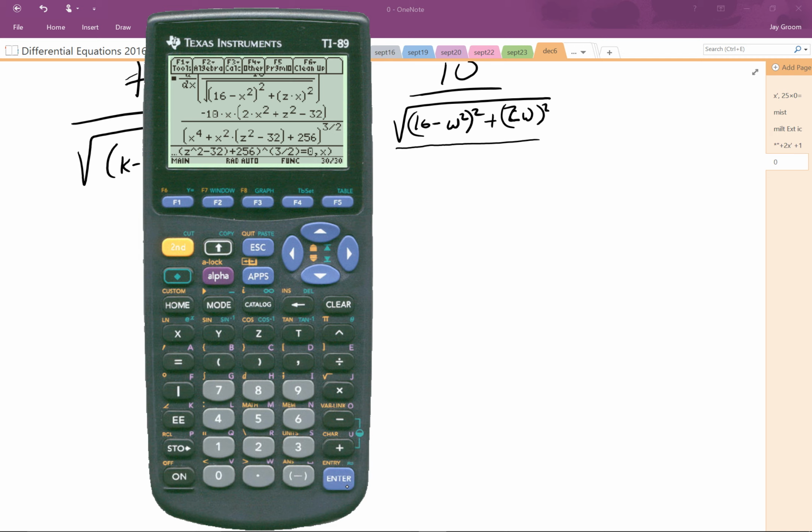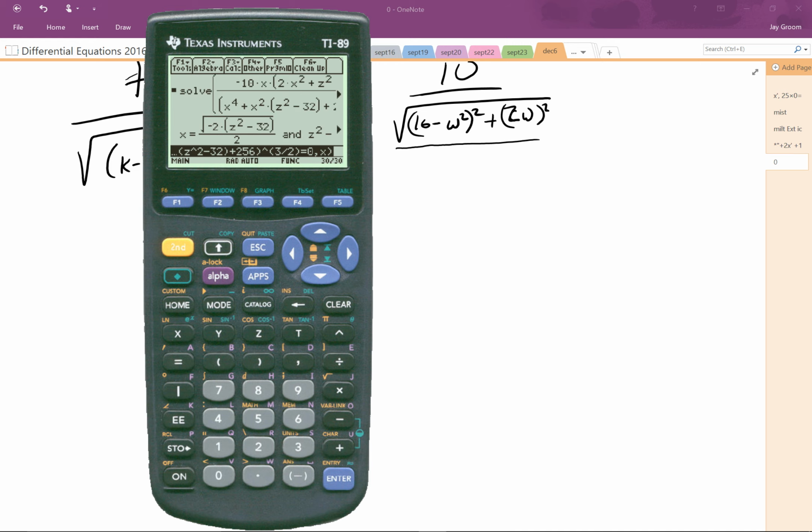Is that what I want to do? No, I don't want to solve for x. I want to solve for... It would be okay to solve for x, but there it is. Okay. So these are the values of x.